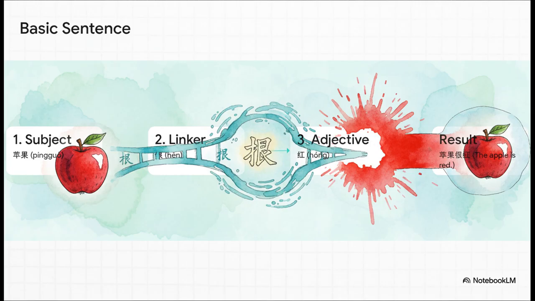You can almost think of it as a stand-in for the verb "to be." So the pattern you need to remember is subject, then hěn, then the adjective. This is a crucial point.